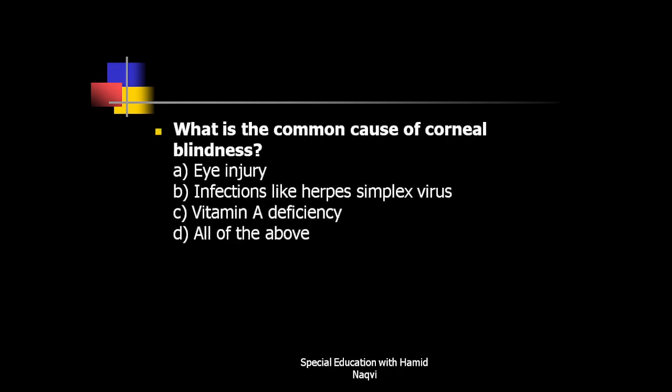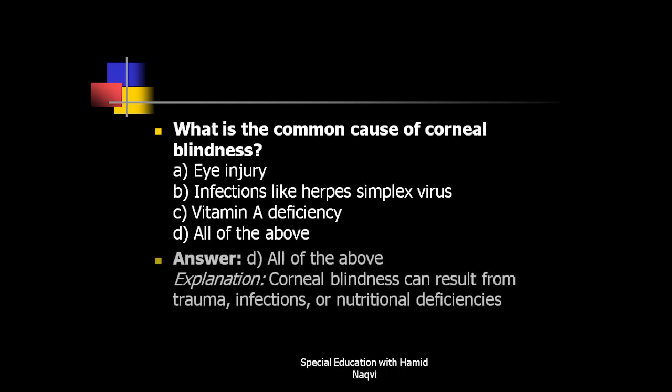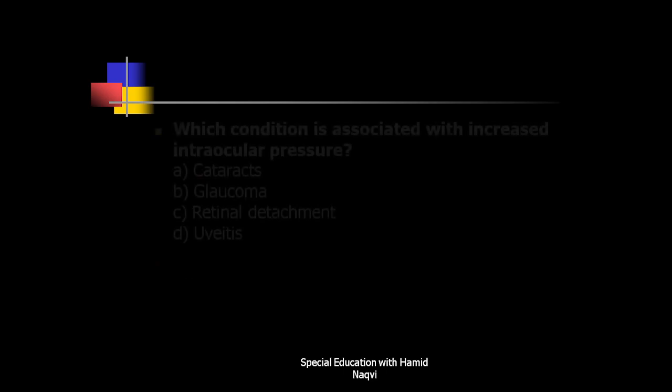What is the common cause of corneal blindness? Eye injury, infections like herpes simplex virus, vitamin A deficiency, all of the above. The answer is all of the above. Corneal blindness can result from trauma, infections, or nutritional deficiencies.